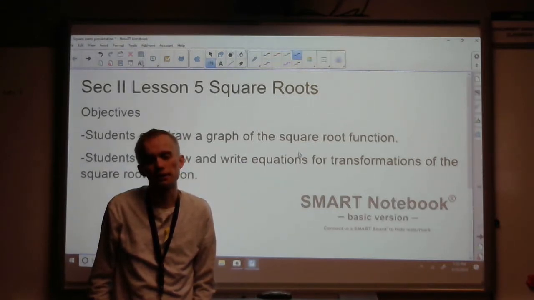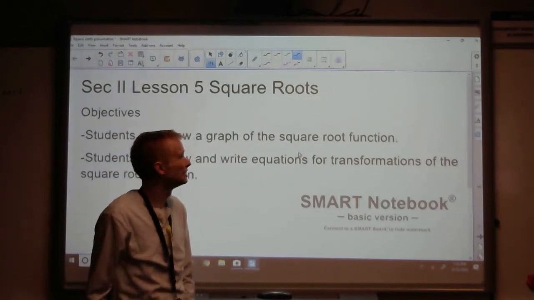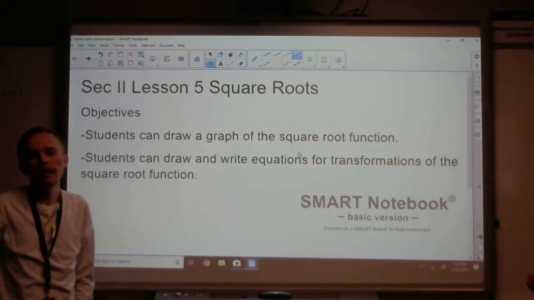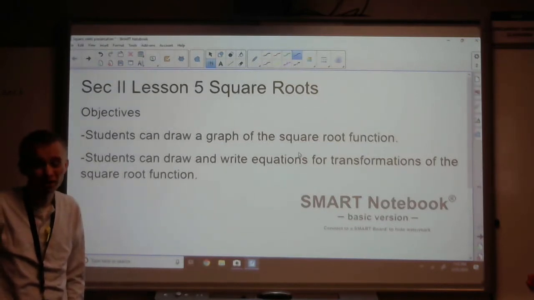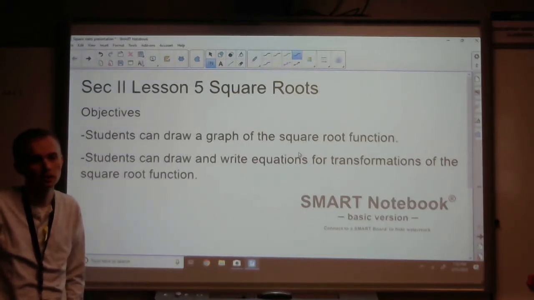So today what we're going to be doing is dealing with square roots. And I don't think this is too much harder than what we've been doing before. It's very similar to what we've been doing before. It's just a different type of graph than the other ones that we've dealt with so far.